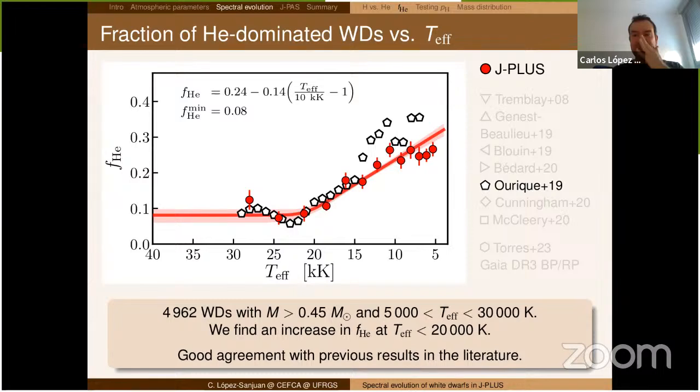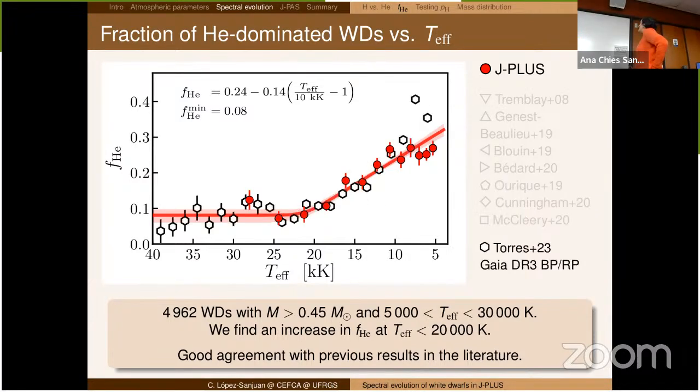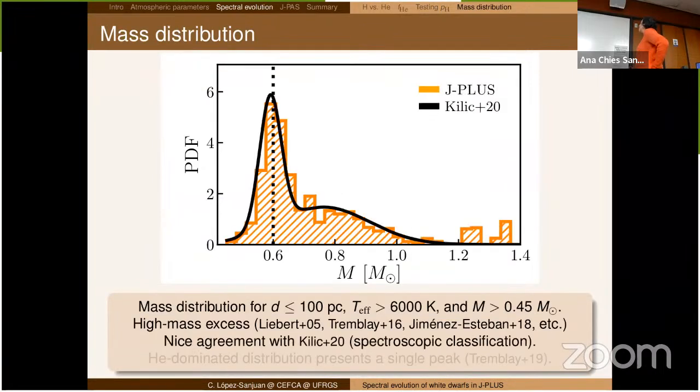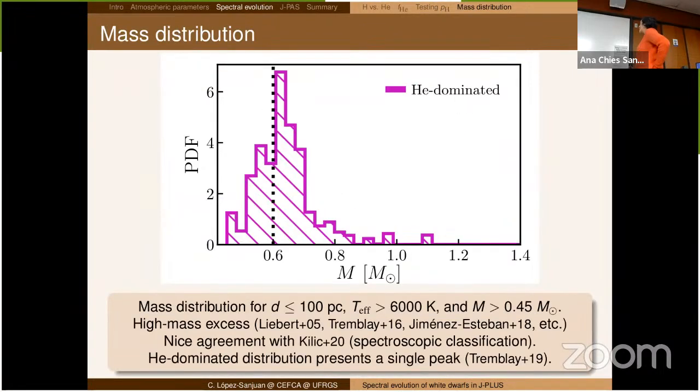For instance, I see that the DB peak in the mass is higher than the DAs, and usually from SDSS and previous surveys, the DB mass peak is lower.